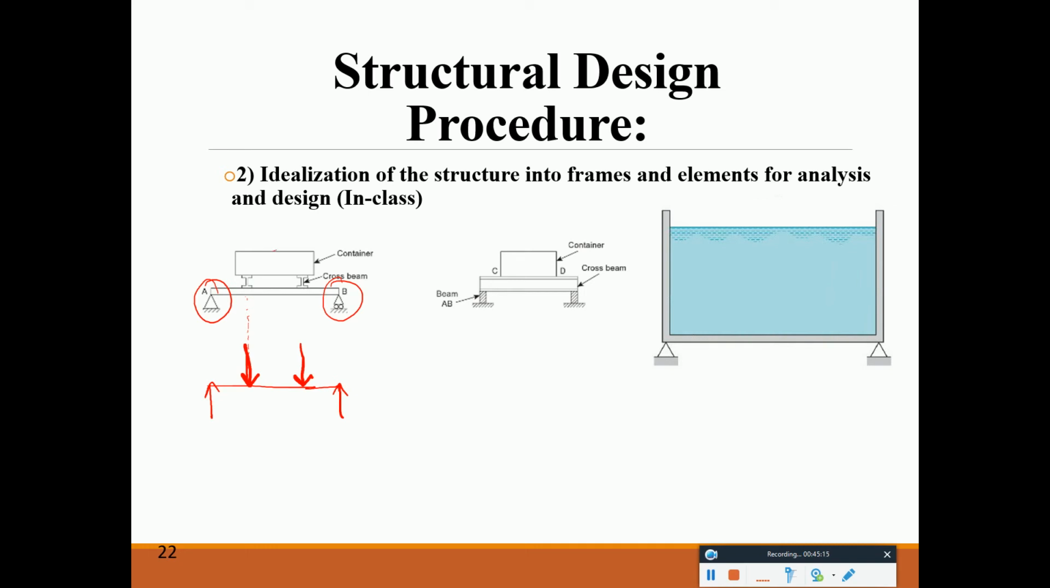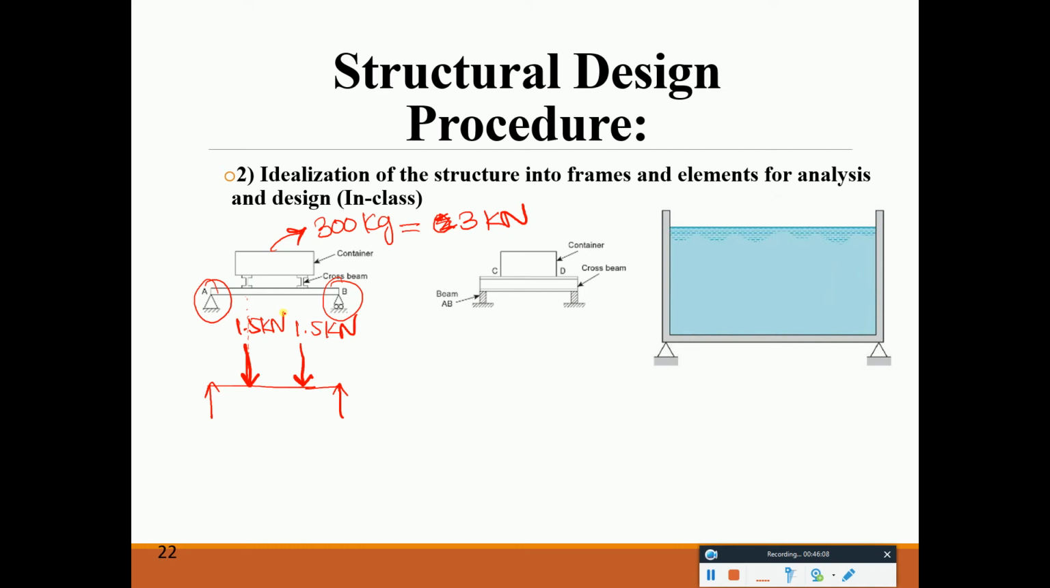Now assuming that this is 300 kilogram, which equals 3 kilonewton, this one is going to be half of the 3 kilonewton, 1.5, and this is going to be half of the 3, which is 1.5. Why didn't we draw the container? We didn't draw it because the container is not directly in contact with beam AB that we are drawing the free body diagram for. It's in contact with the cross beam.